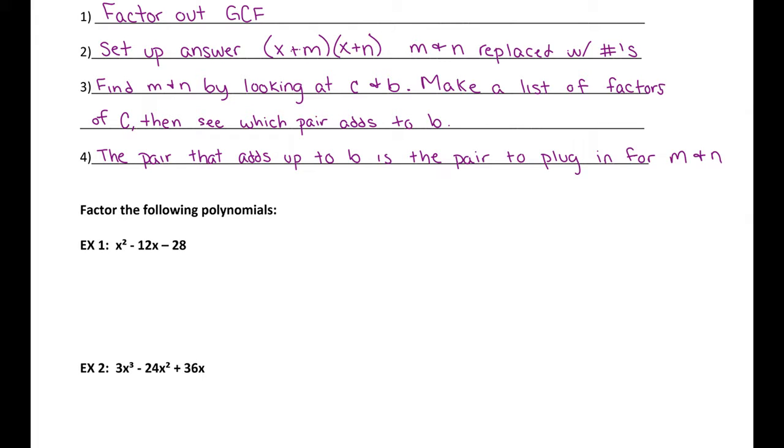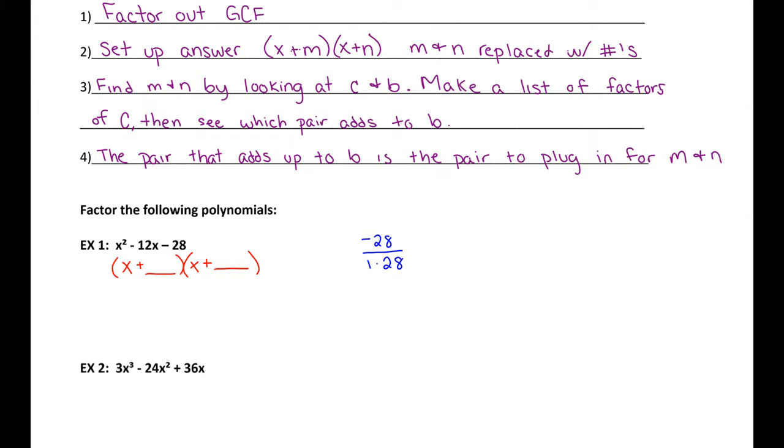So looking at example 1, the first thing I'm looking for is to see if there's a greatest common factor. In this case there's not, so I can go to setting up my problem. So I'm going to have x plus some number, and then the quantity of x plus some other number. In order to find what's going to get plugged in, I want to make a list of factors of negative 28, and to start I'm going to ignore the negative.